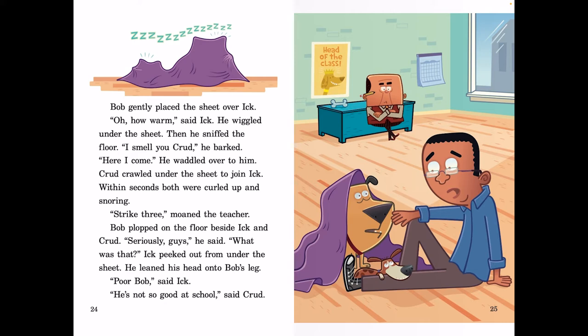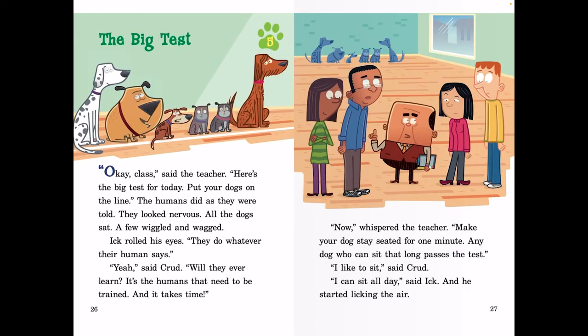Bob plopped on the floor beside Ick and Crud. "Seriously, guys," he said, "what was that?" Ick peeked out from under the sheet. He leaned his head into Bob's leg. "Poor Bob," said Ick. "He's not so good at school."